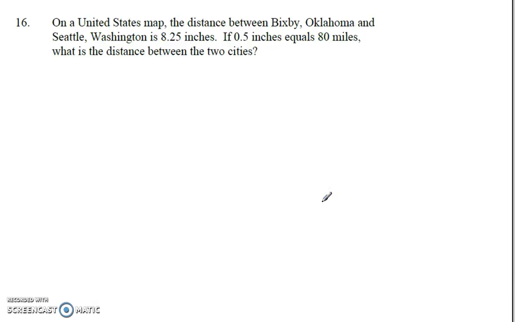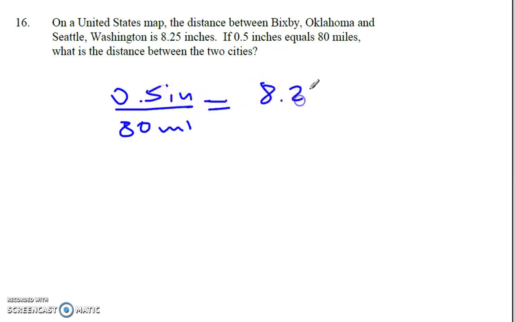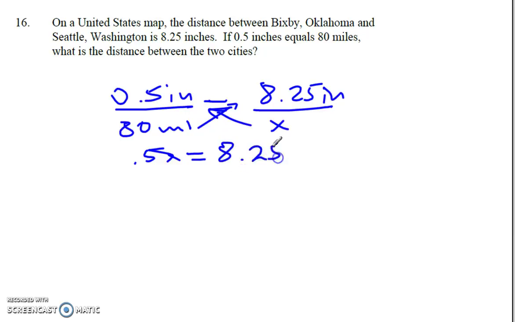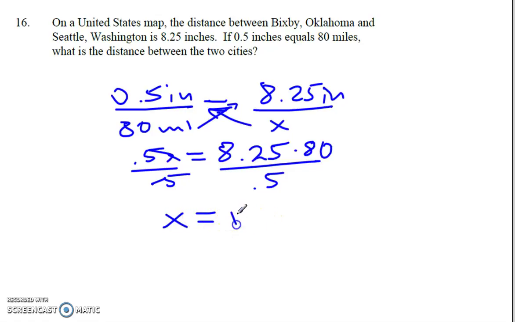Number 16, same situation. We keep inches on top. 0.5 inches equals 80 miles. And so 8.25 inches equals how many miles? Cross multiply to solve. 0.5x is equal to 8.25 times 80. Divide by 0.5. Type that in. X is equal to 1,320 miles.